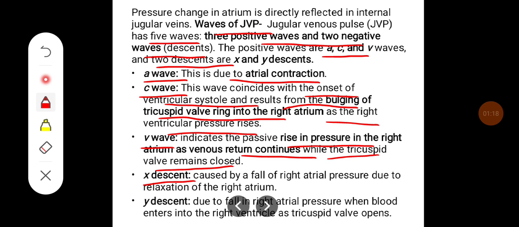And the X descent is caused by the fall of right atrial pressure due to the relaxation of the right atrium, whereas the Y descent is due to the fall in the right atrial pressure when blood enters into the right ventricle as the tricuspid valve opens.